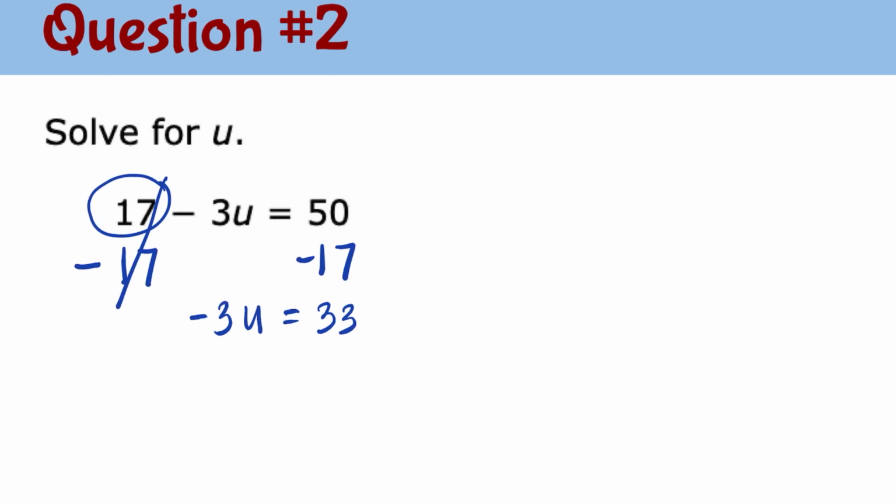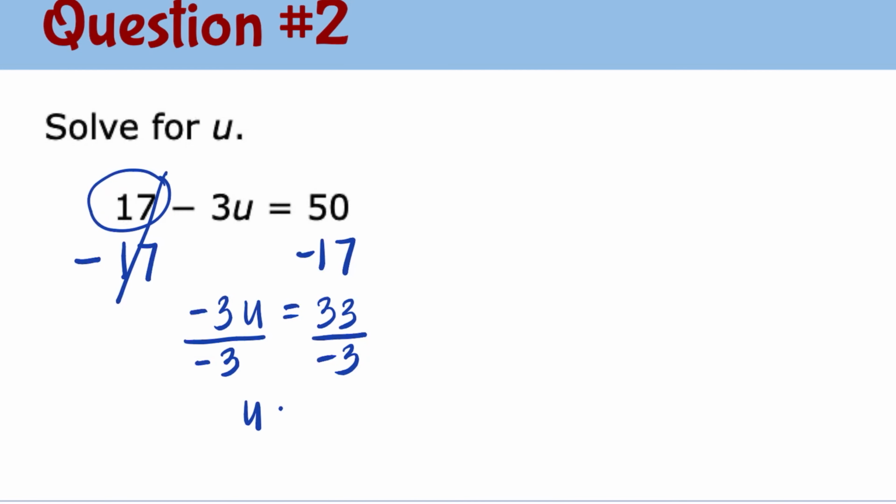Now, the variable here is multiplied by negative 3. So the inverse of multiplying by negative 3 is dividing by that same number, negative 3. So negative 3 divided by negative 3 is positive 1. So we have u is equal to 33 divided by negative 3 is negative 11. So u value is negative 11.